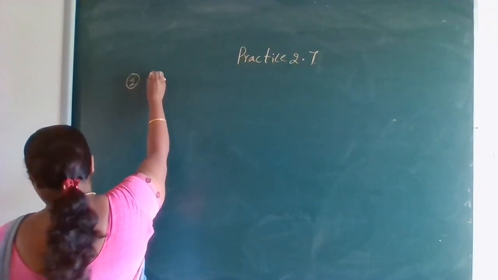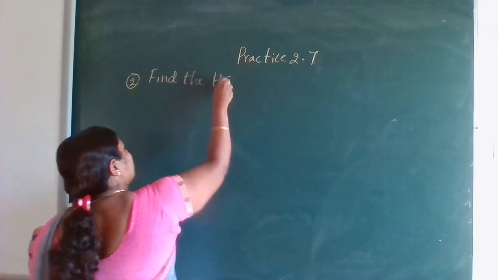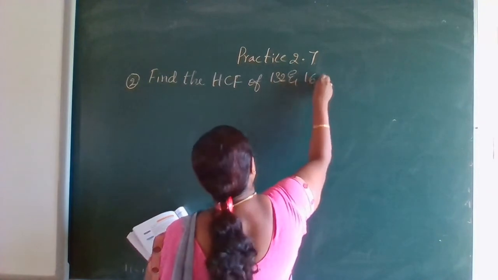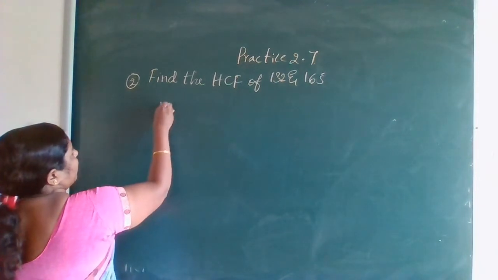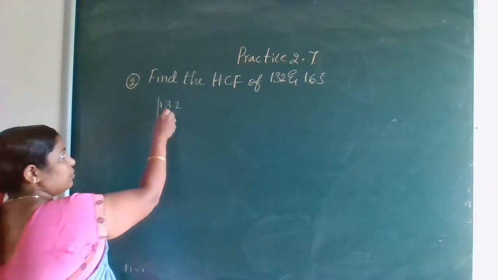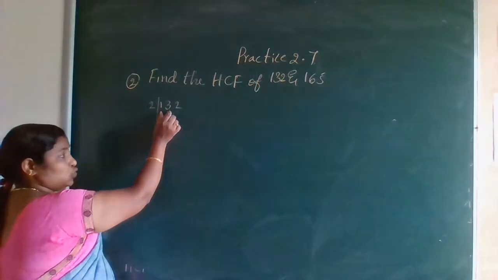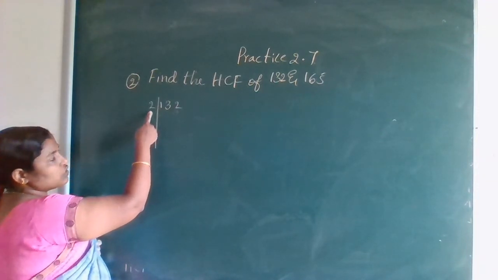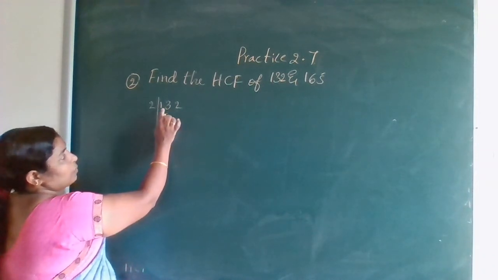Second problem, find the HCF of 132 and 165. Okay, do it by the division method. Take 132 first. See the ones place. This is an even number. Take 2. First 2. This is 13. What is the number nearest to 13 in the 2 table? 2 6s are 12, but here it is 13.